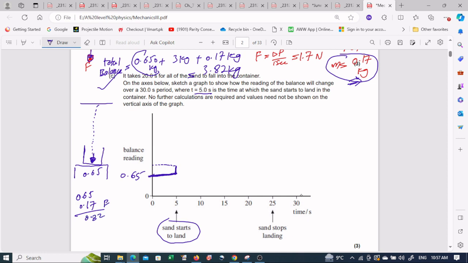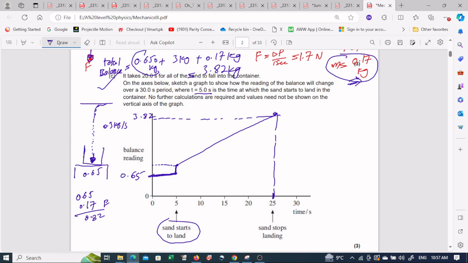So our reading now starts from 0.82, and then the sand falls at a constant rate of 0.3 kilograms per second. So our graph must be a straight line until it reaches the maximum point, which is 3.82. This is going to happen at 25 seconds, so we draw it just above the 25 second mark. This is 3.82, the total reading.